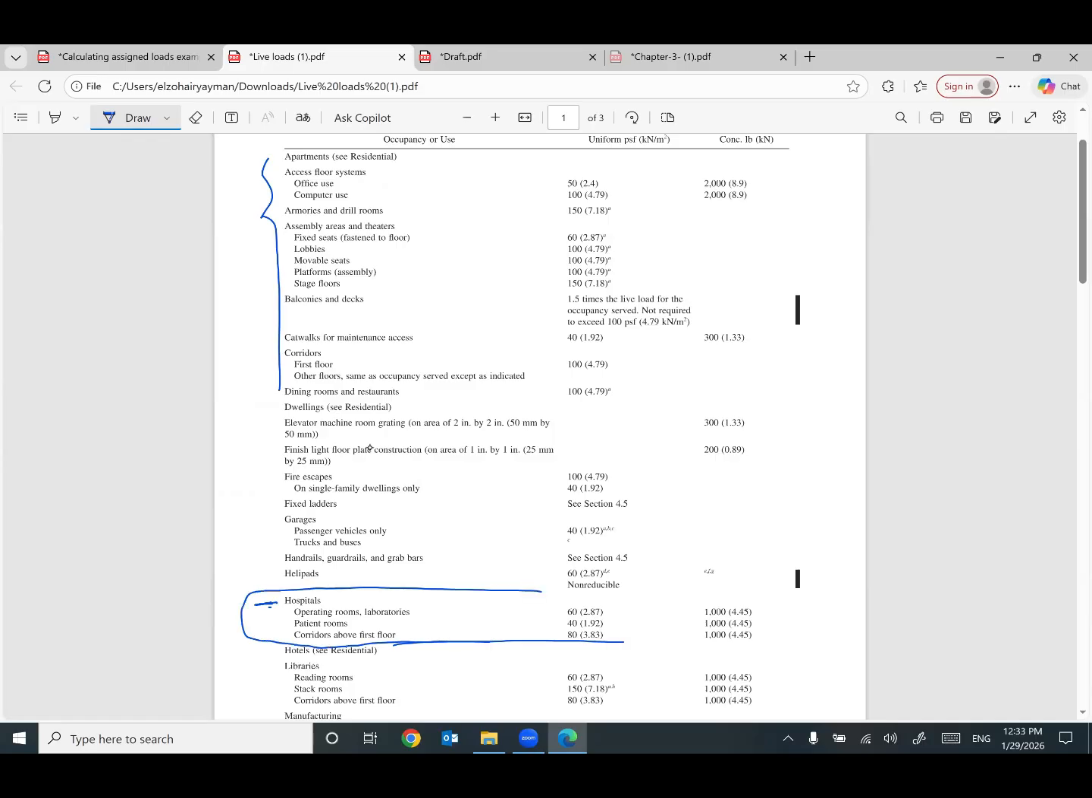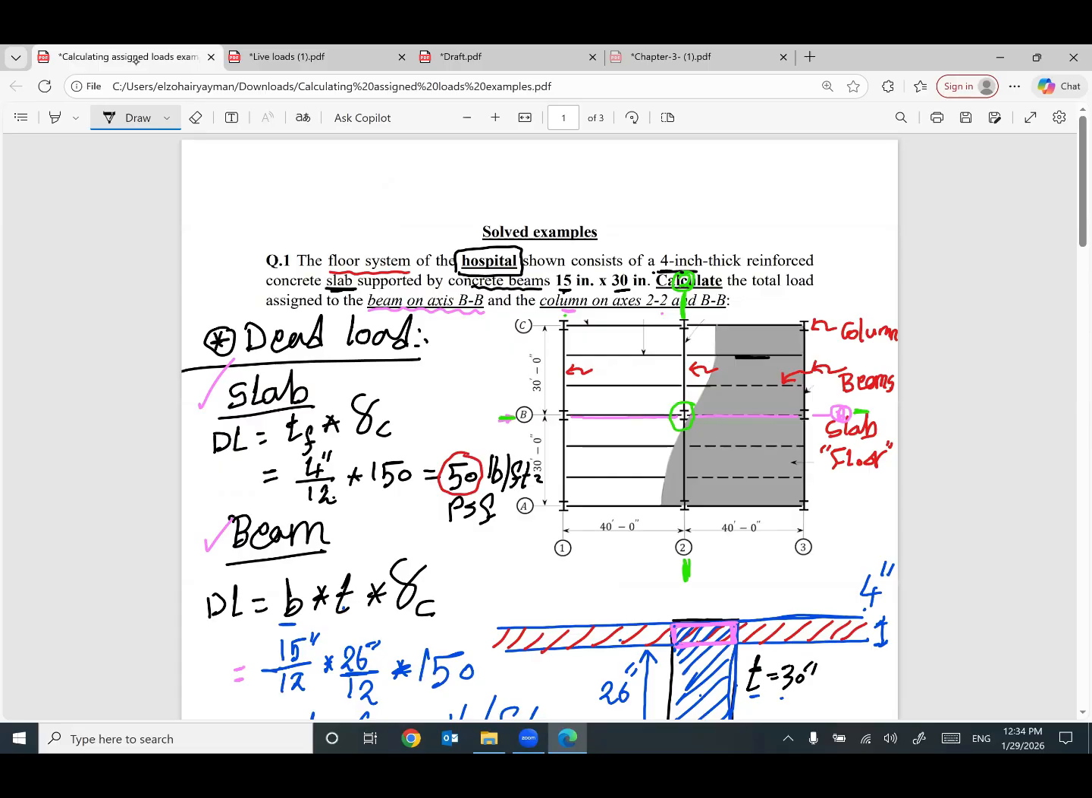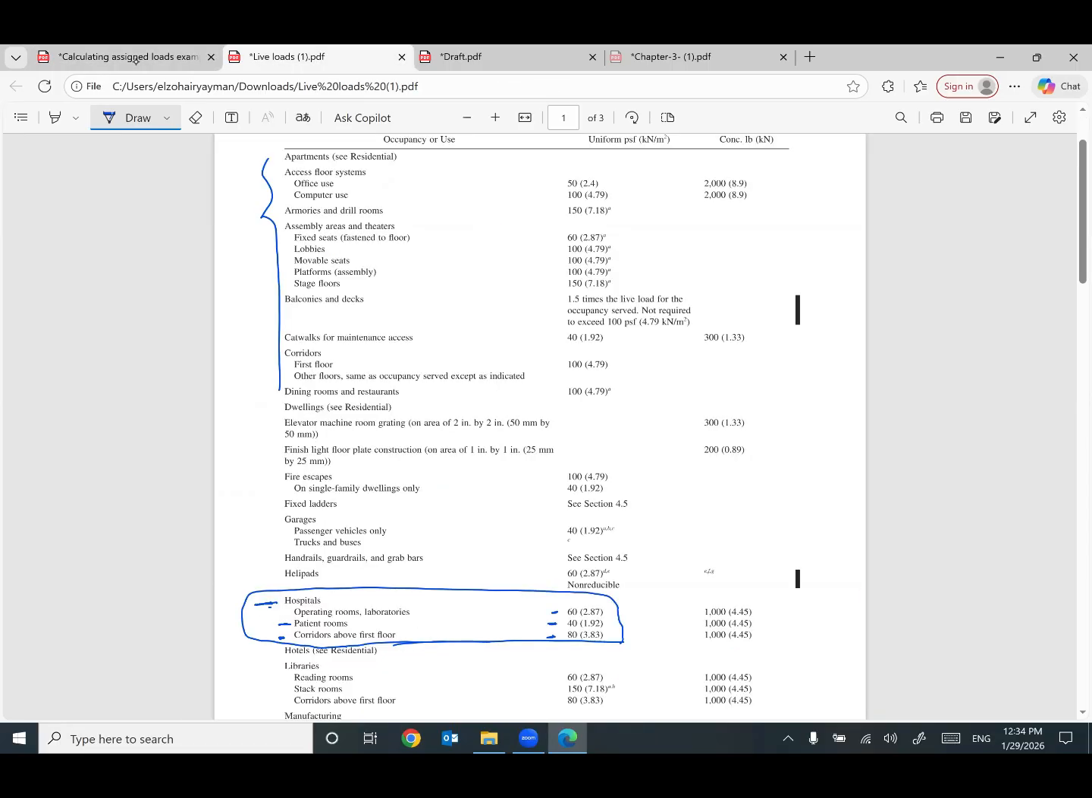Here is the category of the hospital. We have three values. If we are talking about operating rooms and labs, it's 60. If we are talking about patient rooms, it's 40. If we are talking about corridors above first floor, it's 80. The specific part of the hospital is not mentioned here, so it's up to you. We can assume we are talking about patient rooms, so the value of the live load is 40.